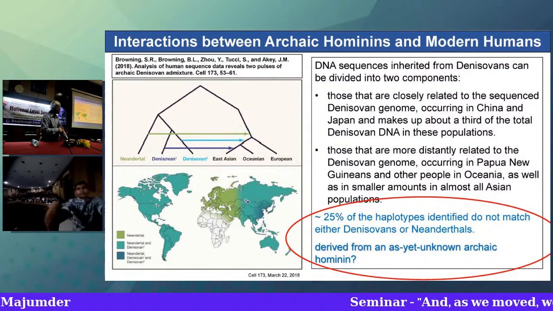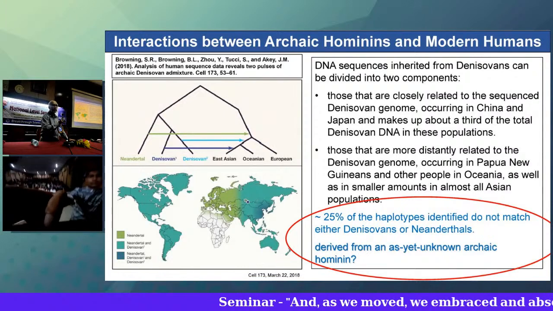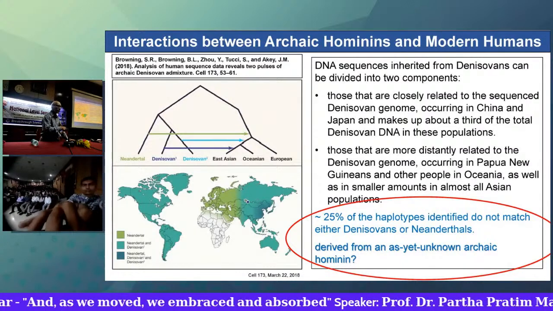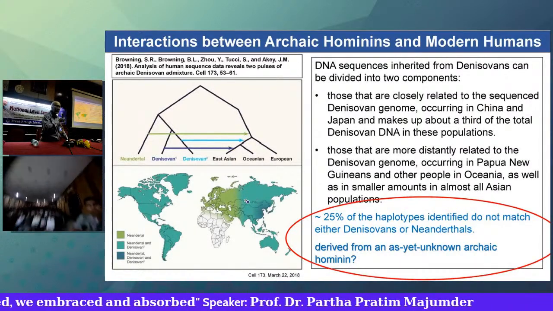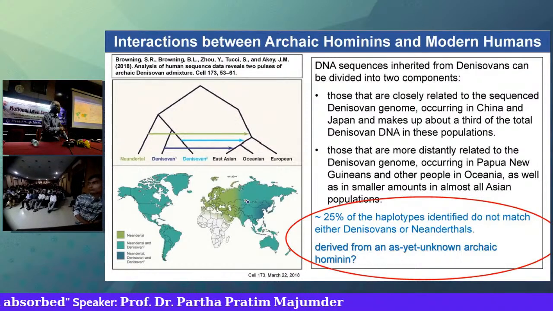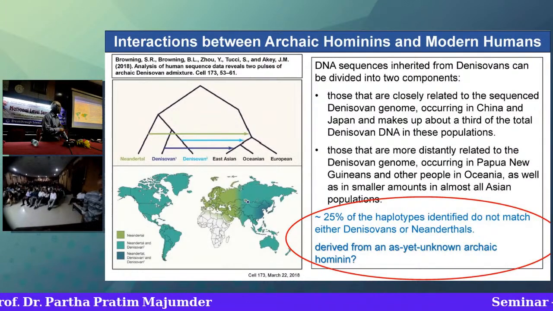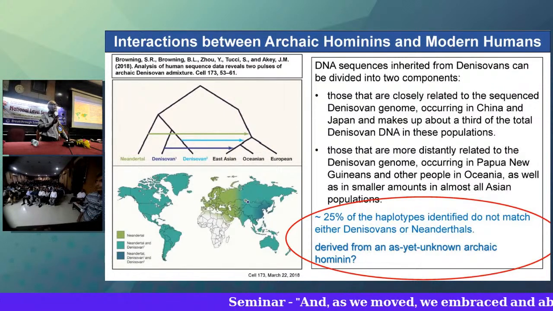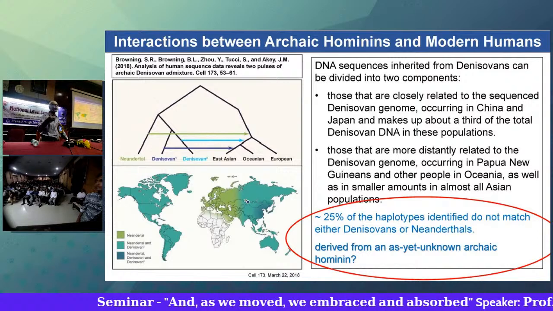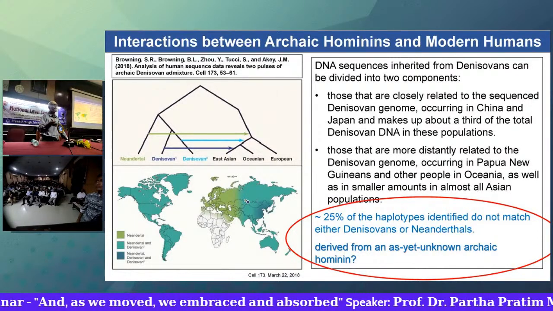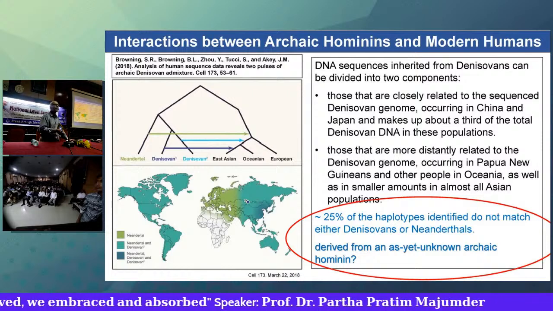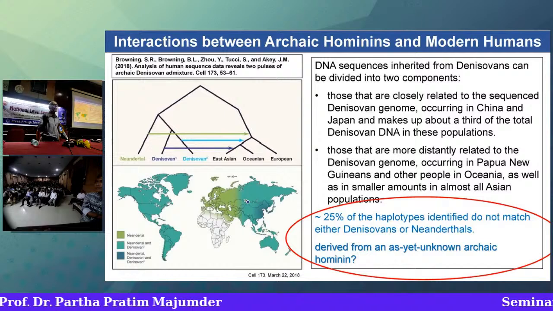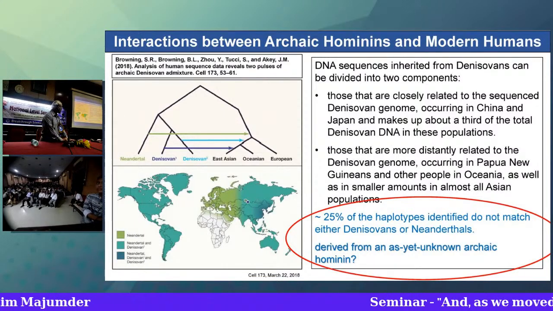But what I want to point out is that 25% of these signatures, they're also called haplotypes, that have been identified in the humans actually do not match either with the Denisovans or with the Neanderthals. So they probably are derived from an as yet unknown archaic hominin, which essentially means that there were other species of humans with whom we were interbreeding, but those fossils have not been found. Their DNA sequences have not been sequenced, and therefore we do not know how many other species we mated with. We do have evidence about the Neanderthals and the Denisovans.